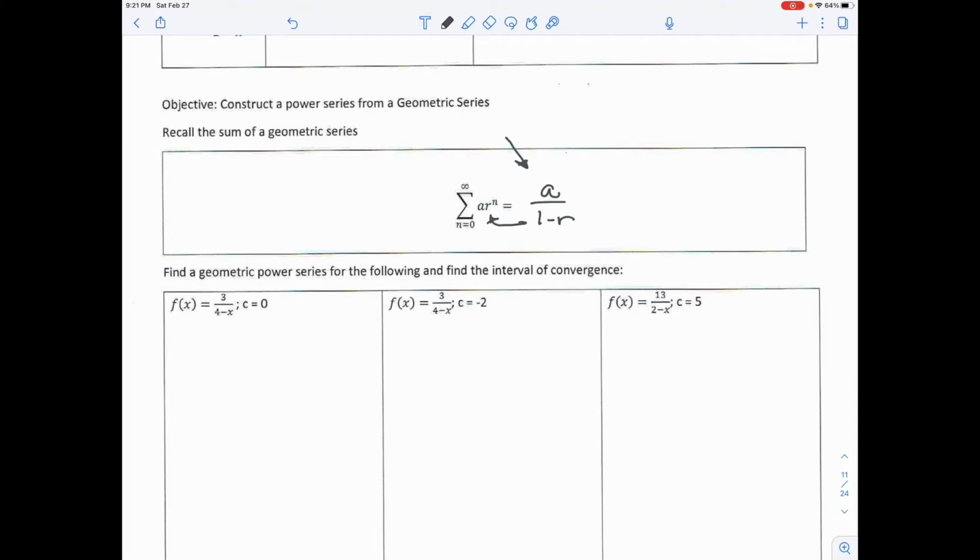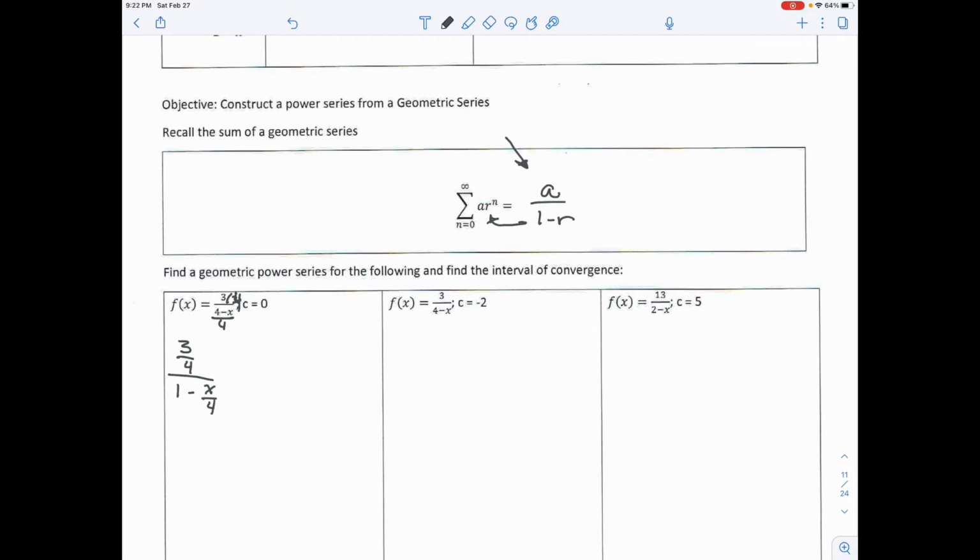Let's say we have 3 over 4 minus x, and it's centered at 0. From this, we want to put it in the form of a over 1 minus r. The first problem we see is that the 4 needs to be 1. Any suggestions on how we can make the 4 a 1? Well, if we divide everything, the numerator and the denominator, by 4, we would get 3/4 over 1 minus x over 4.